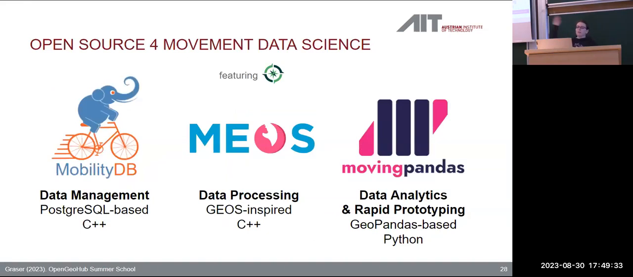But let me wrap back to what we heard also already, open source and open science, and particularly my pet projects in the mobility domain. In both MobiSpaces and Emeralds, I have the honor of working together with colleagues who are also very invested in that and who develop MobilityDB and the MEOS library, which are in this mobility movement data science domain together with my library, MovingPandas.